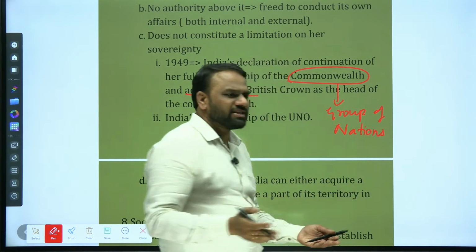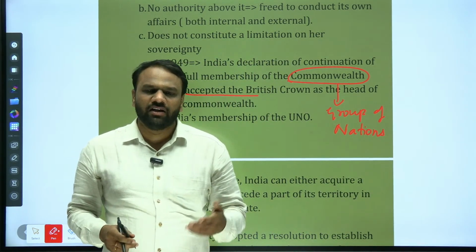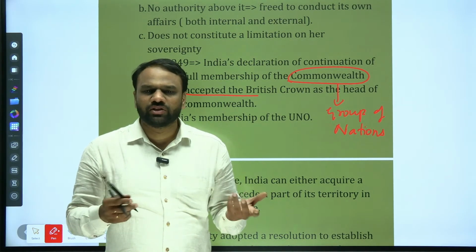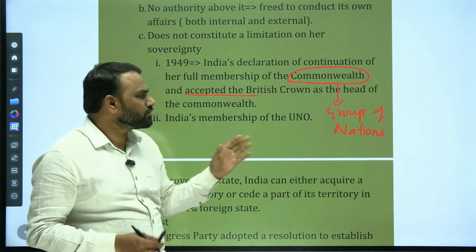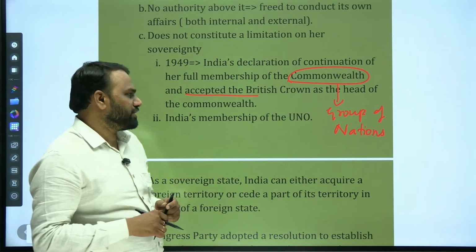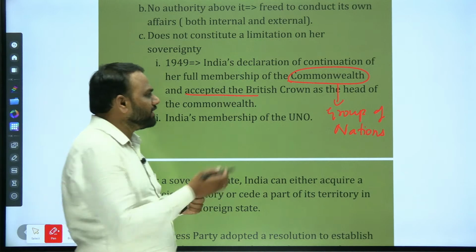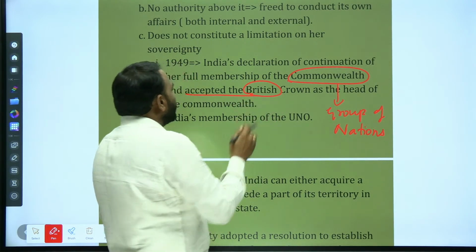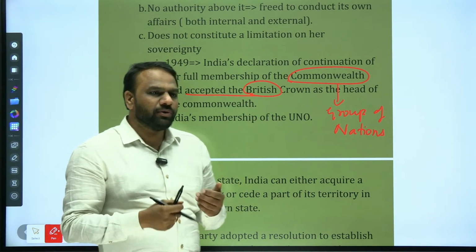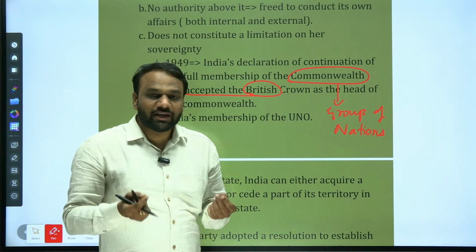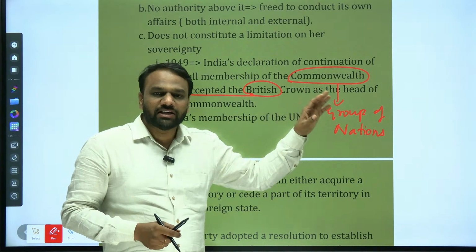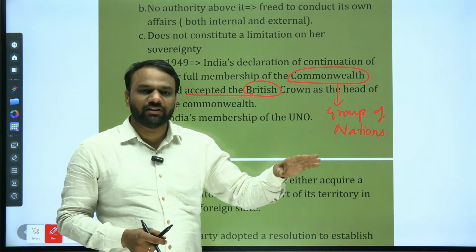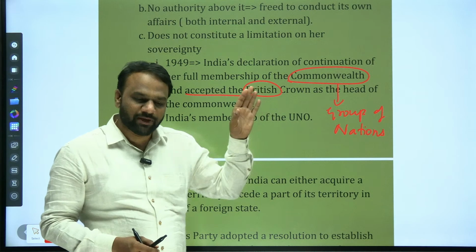In modern days, we have groups of nations like SAARC, ASEAN. Similarly, we have a group of nations which we call Commonwealth nations. Who will be the head of this Commonwealth? The British. So in 1949, India continued to be part of the Commonwealth, but that does not indicate that our sovereignty has been compromised. India being a member of the Commonwealth does not indicate that our sovereignty has been compromised.